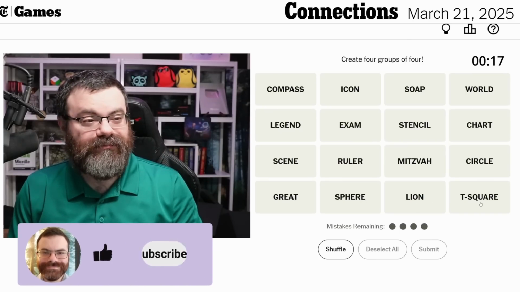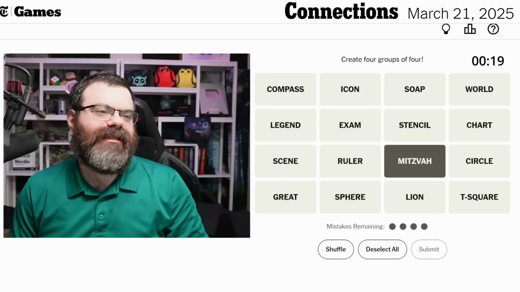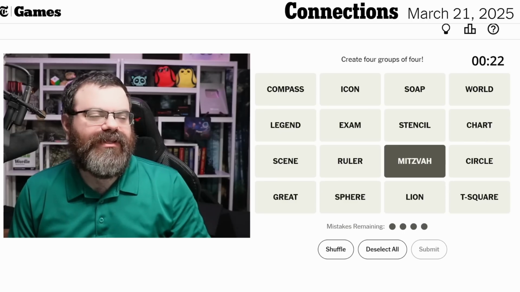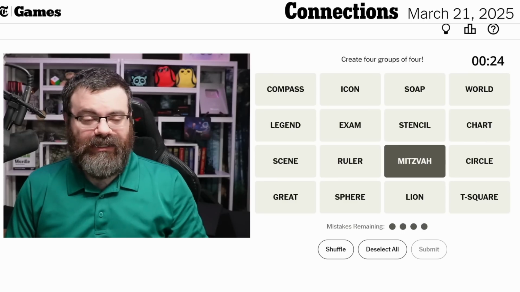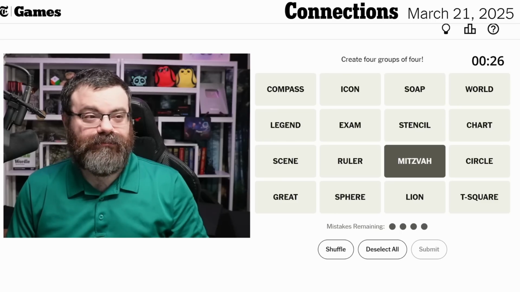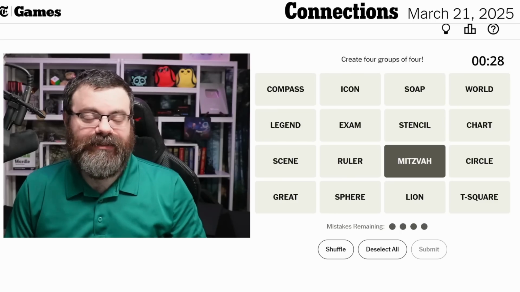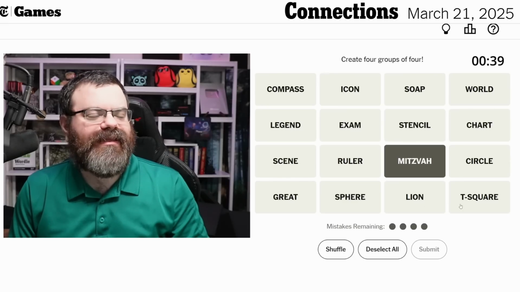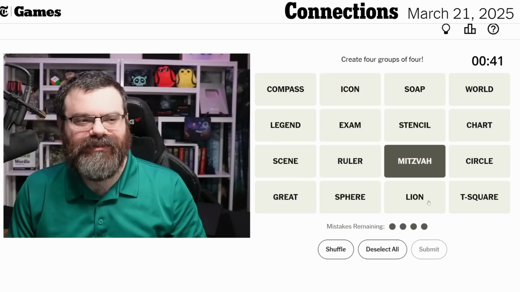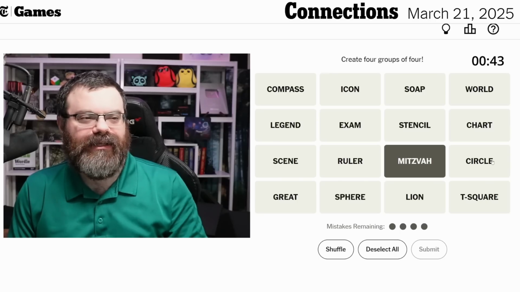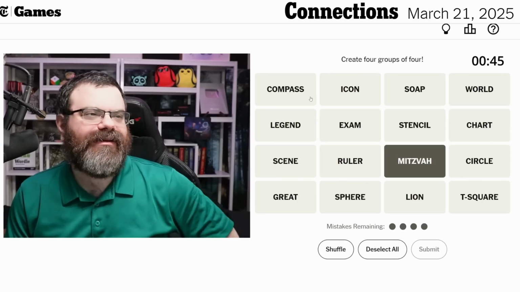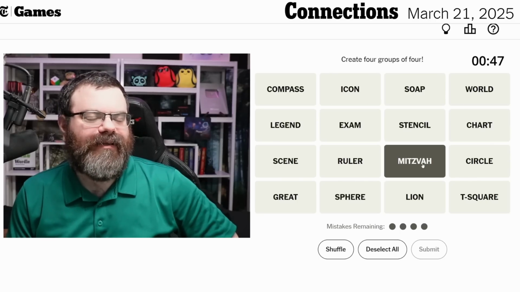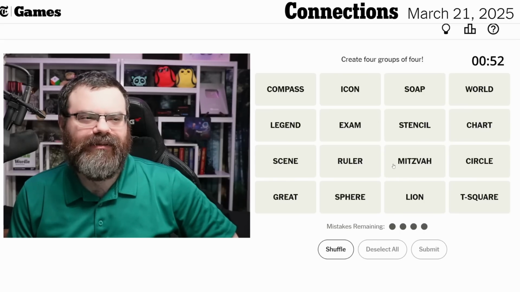T-square. So mitzvah immediately stands out to me. Are we using its meaning of a good deed? Jewish-related things? Or are we word playing? I'm not seeing anything else that just means good deed, so I don't think it's straight up that. I'm not seeing any necessarily Jewish-related words either. So I think there might be some wordplay going on today, but I don't know what that's going to be right now.